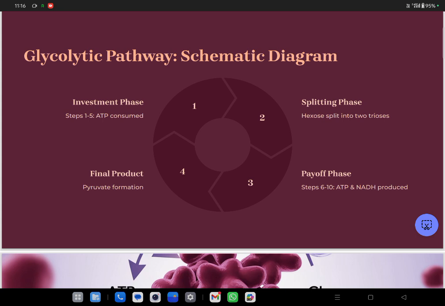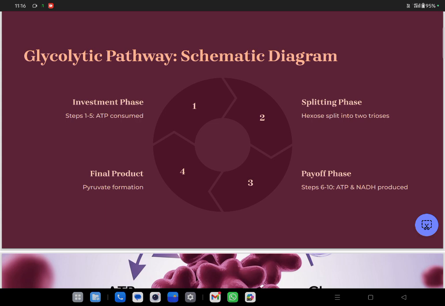The second is the splitting phase, where the 6-carbon glucose is broken into two compounds of 3 carbon. One is glyceraldehyde 3 phosphate, which is an aldehyde, and the other is DHAP or dihydroxyacetone phosphate, which is a ketone. Essentially this dihydroxyacetone phosphate gets isomerized, converted into glyceraldehyde 3 phosphate.